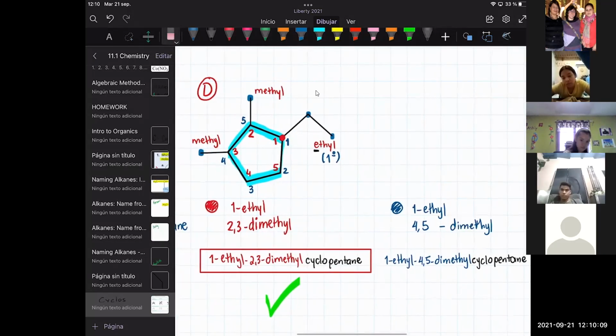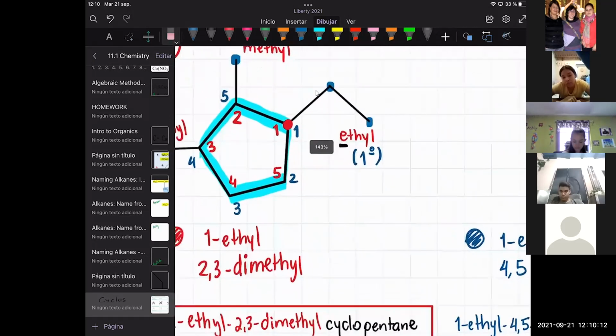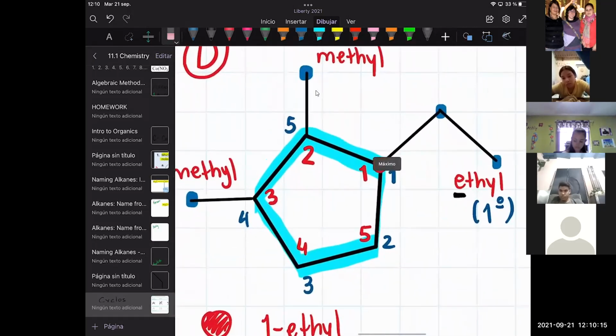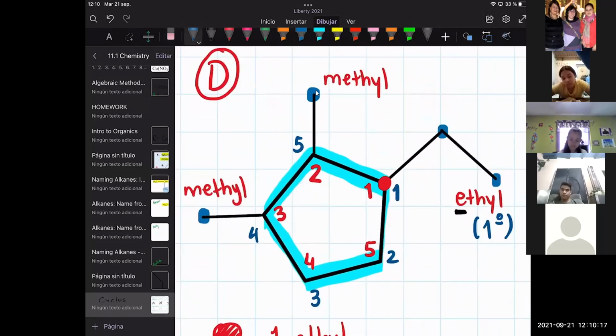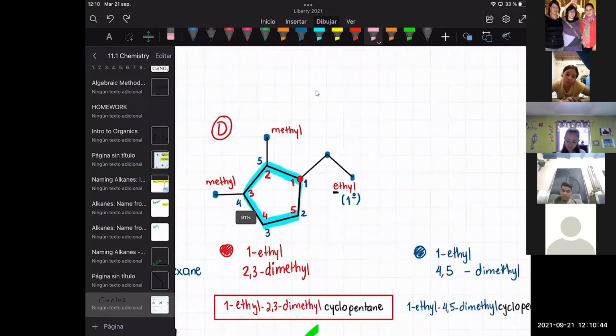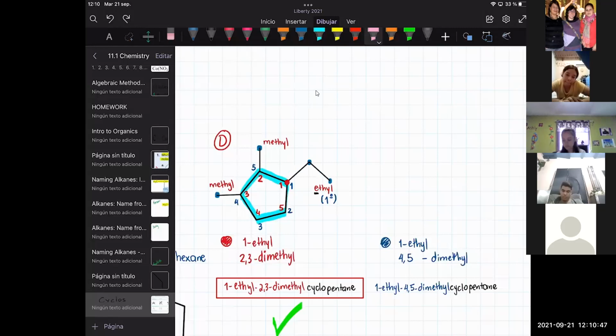I do it here with the procedure step by step, but you can do it mentally. How do I do it mentally? I just see the numbers. In the red position, I see that methyl has 2 and 3. And in the blue position, I see that methyl has the positions 4 and 5. So I say the red position is better for me because I'm going to be using the least numbers. You can do it mentally perfectly like that. But here I show you the step-by-step process.